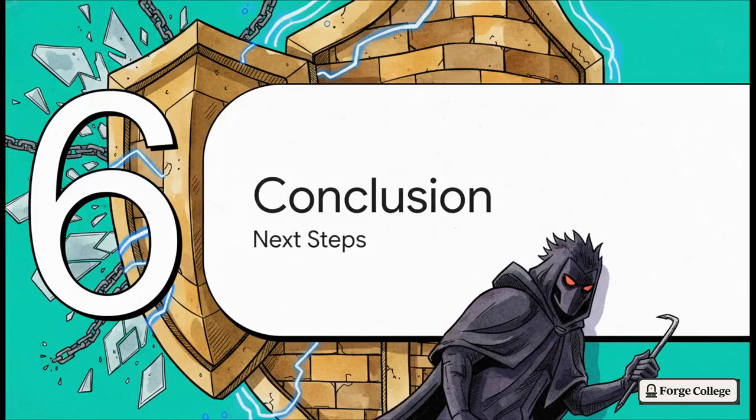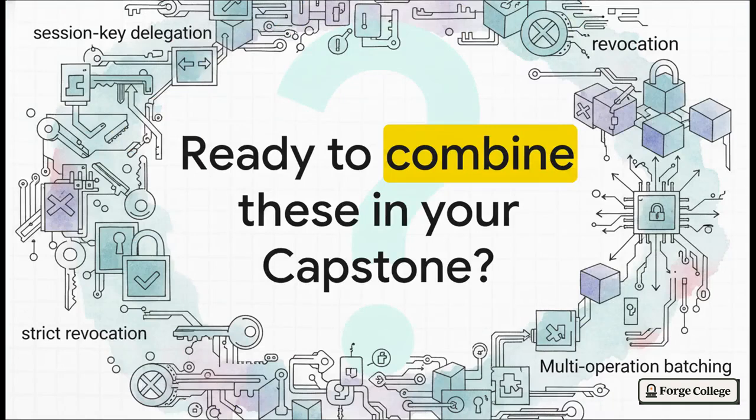All right, wrapping things up with Section 6, conclusion and next steps. We've taken our fragile session key flows, stepped into the shoes of the attacker, and successfully implemented some seriously robust defenses. So I want to leave you with this final thought to chew on. How are you going to combine session key delegation, strict revocation, and multi-operation batching in your upcoming capstone integration? Because in our very next lesson, we are taking all these hardened building blocks and assembling them into a massive, larger account abstraction integration. So consolidate that test suite, polish up your debug report, and get ready.